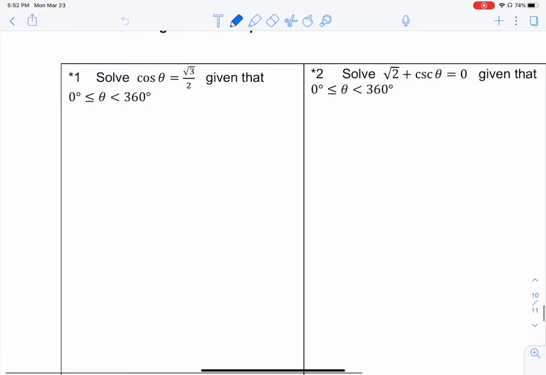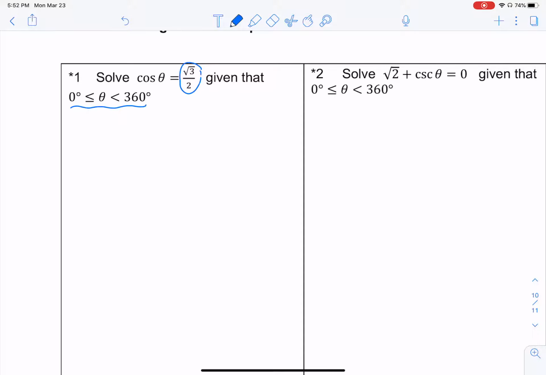I'm going to take a look at star 1, and you're going to notice one detail here that is a little bit new, and that is giving us restrictions on theta. These are just angle restrictions telling us that our final answer needs to come between 0 and 360 degrees. The first step I'm going to take is to look at my trig circle and figure out where the cosine value of an angle is √3/2.